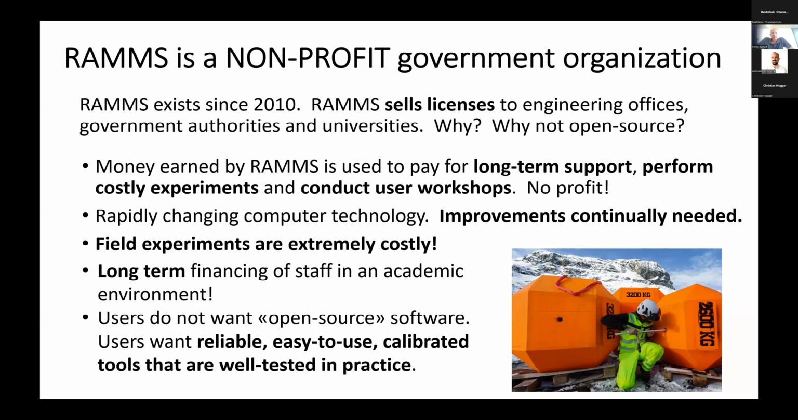But the problem is that the money that we use, it's not for profit, but it's used to do experiments. It's used to conduct user workshops. It's used for the long-term support. A problem that we have is that we are confronted with rapidly changing computer technology. It seems like every 5 years, different graphical interfaces are developed, or we have different operating systems, or different compilers, and therefore we continually need to make improvements and adjustments, and so we're forced to generate some money. All of the money that we're using right now, to be honest, is being used in experiments in three-dimensional terrain, real-size experiments. So these are extremely valuable information that then goes back into RAMS as calibrated parameters, as better physics.